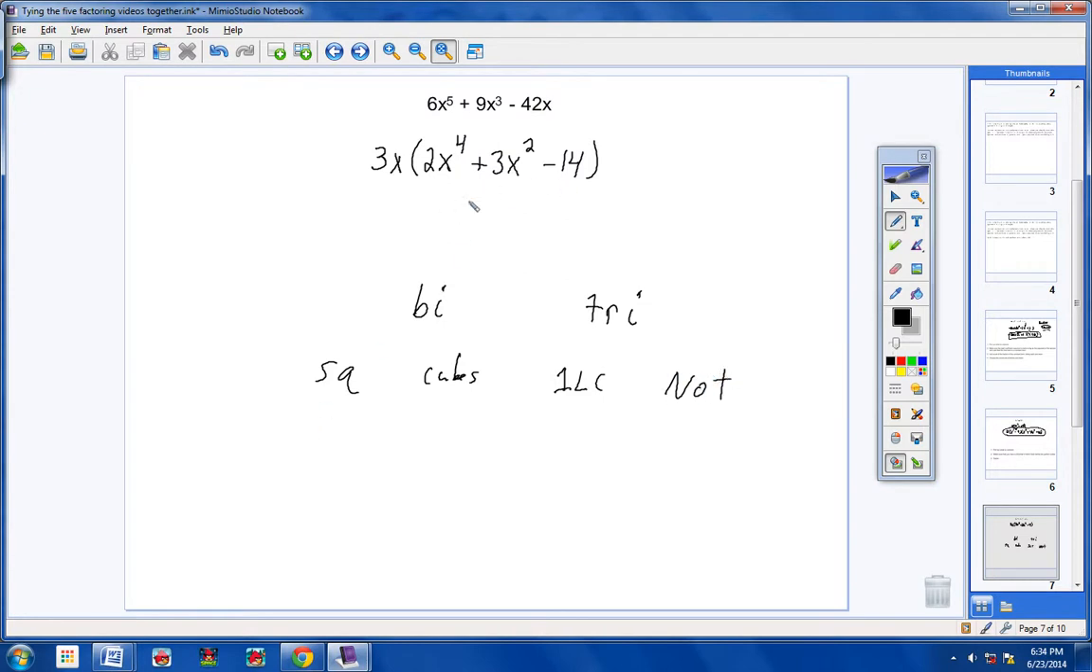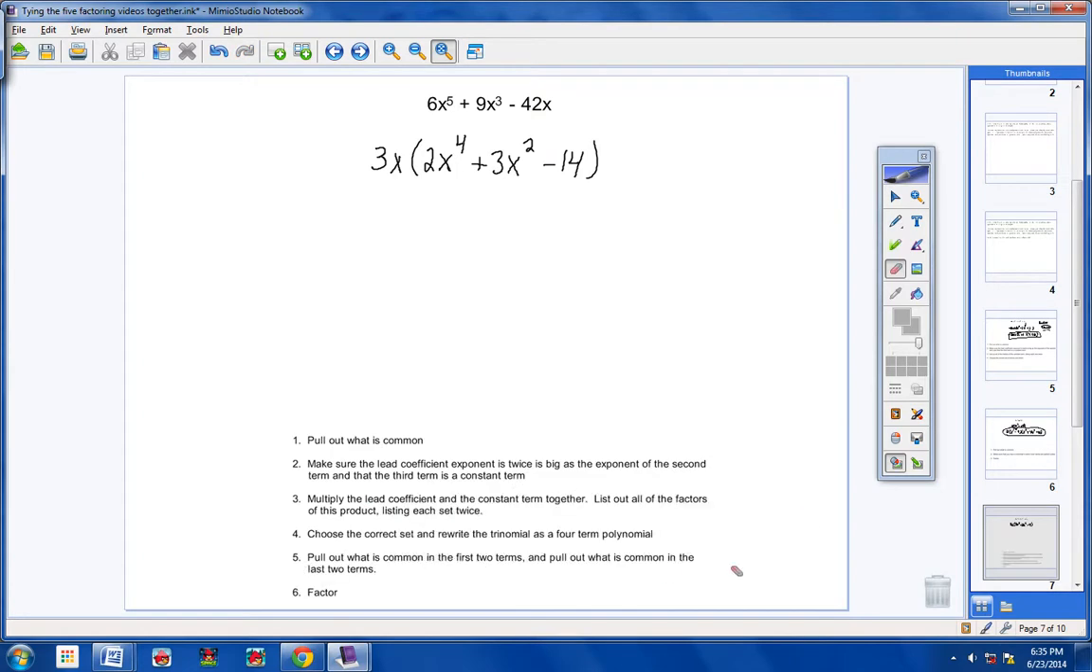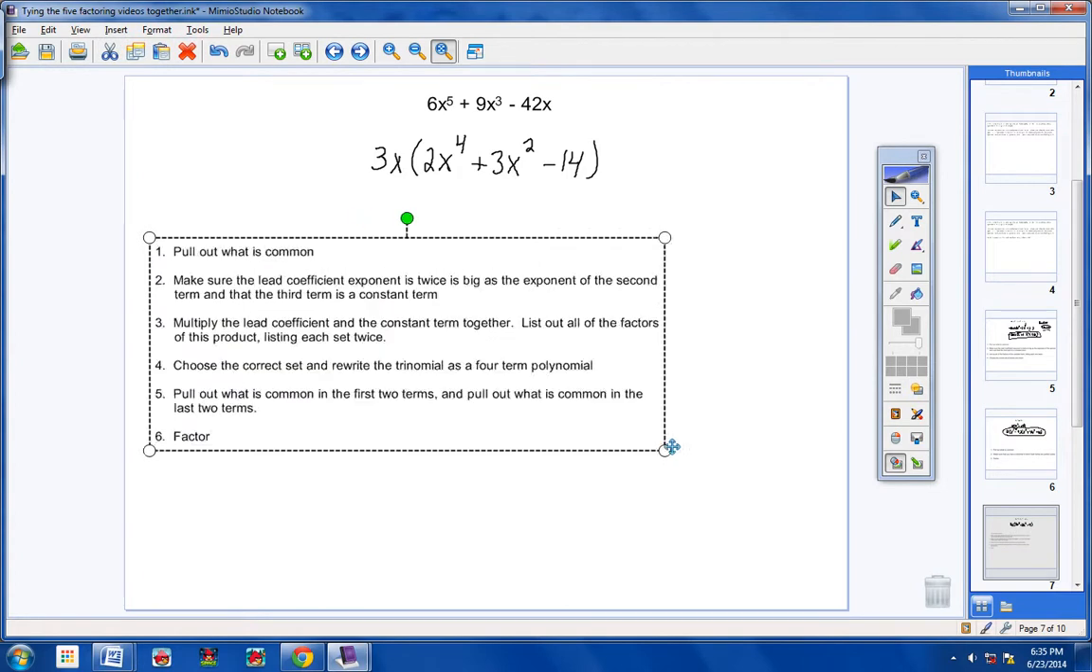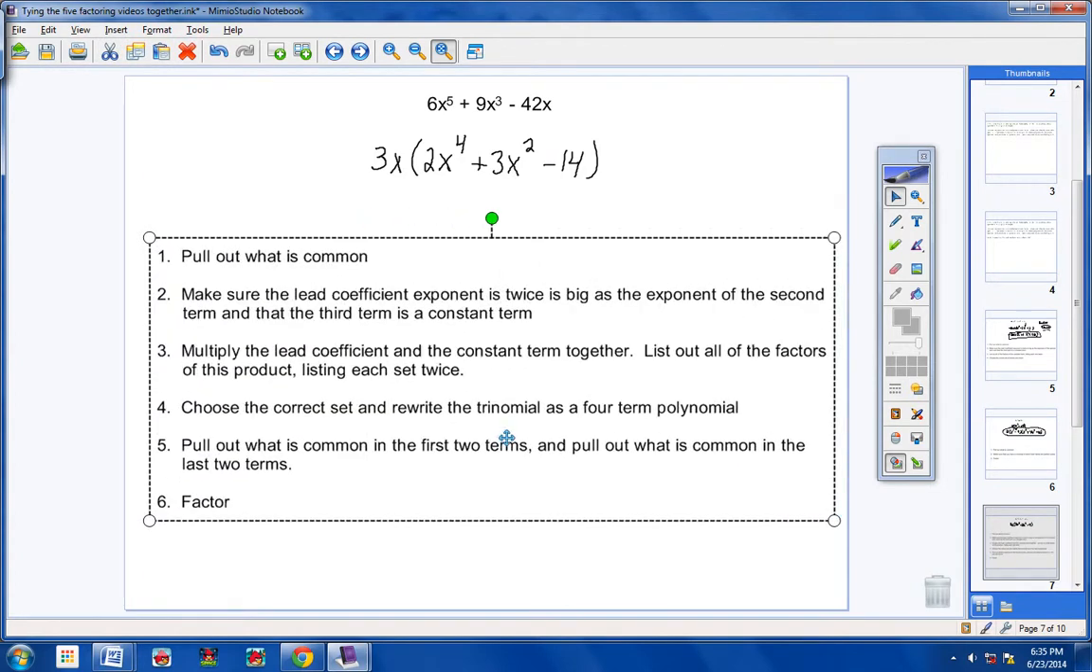Well, what am I left over with, students? Am I not left over with a trinomial? Sure I am. Is this trinomial one that has a lead coefficient of 1, or do I not have a lead coefficient of 1? Well, I do not have a lead coefficient of 1, I have a lead coefficient of 2. So we're going to have to use the steps that you were taught earlier in a previous video about factoring a trinomial that does not have a lead coefficient of 1.